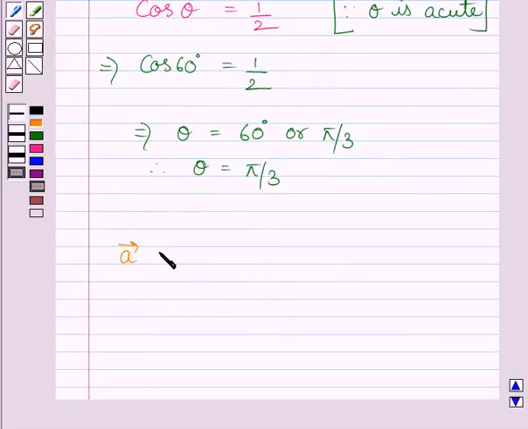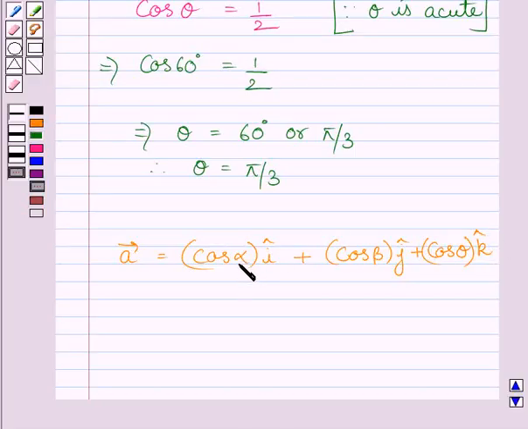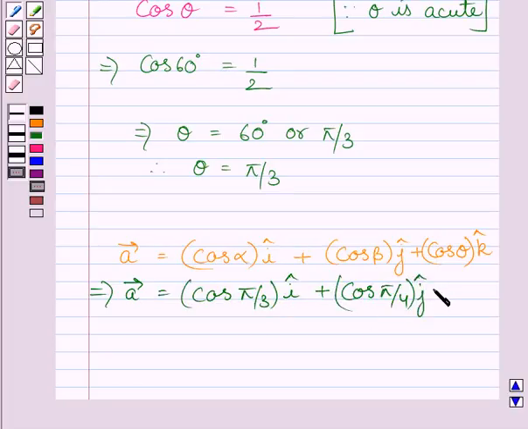Now components of vector A is equal to cos alpha I plus cos beta j plus cos theta k. Now substituting corresponding values of alpha, beta and theta, here we get vector A is equal to cos pi upon 3 I plus cos pi upon 4 j plus cos pi upon 3 k. Now this further implies vector A is equal to 1 upon 2i plus 1 upon root 2 j plus 1 upon 2 k.